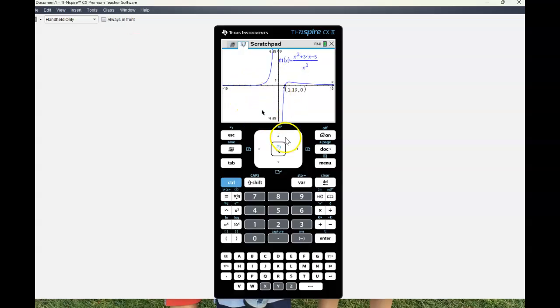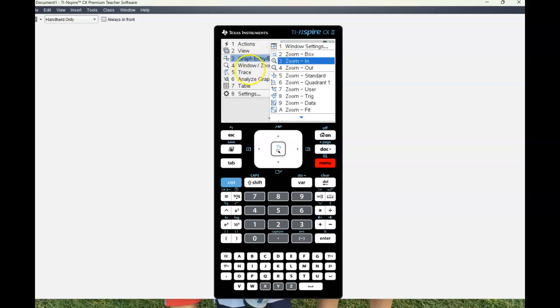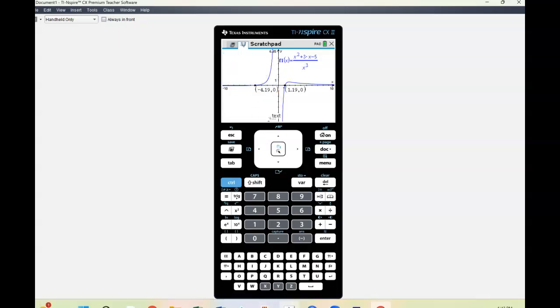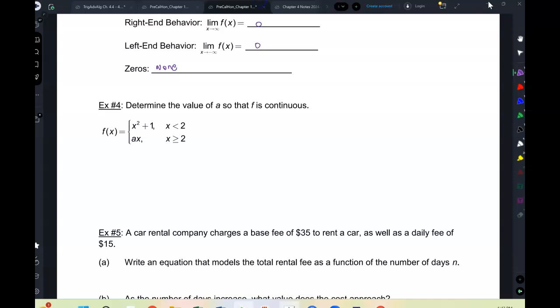So do you see how it crosses over here? So menu, analyze graph, 0 here as well at -4.19. So there are 2 zeros: -4.19 and 1.19. Okay. All right.